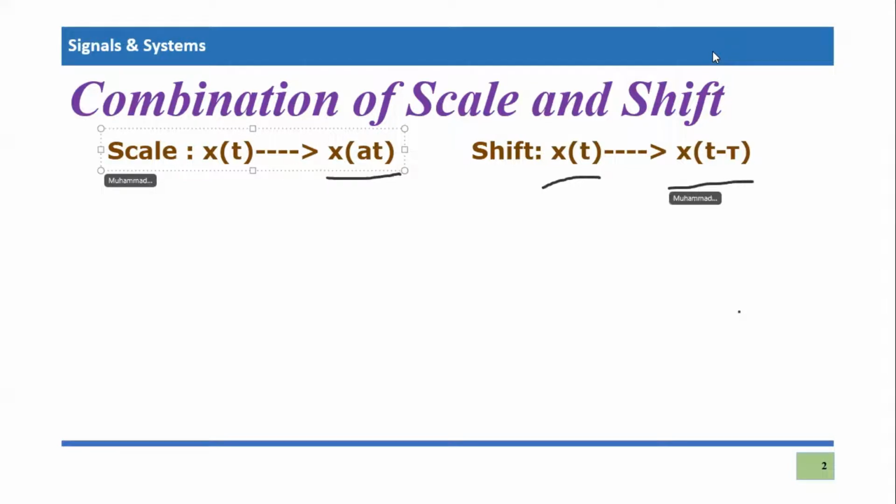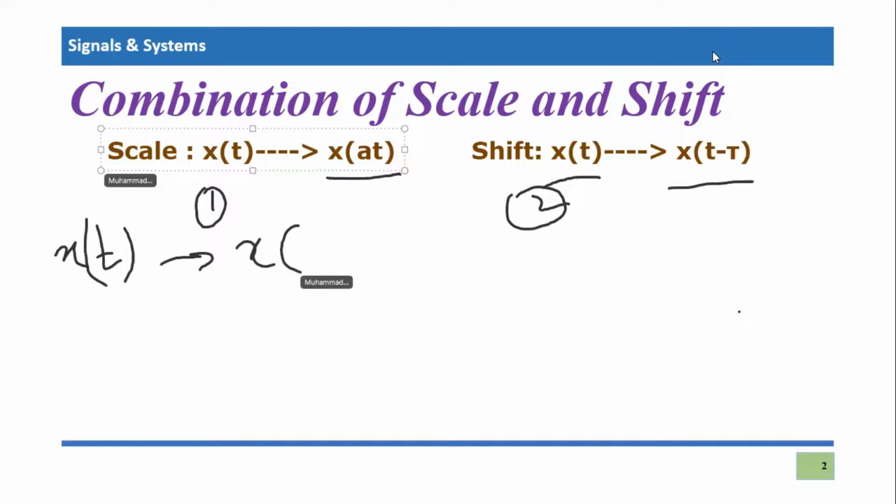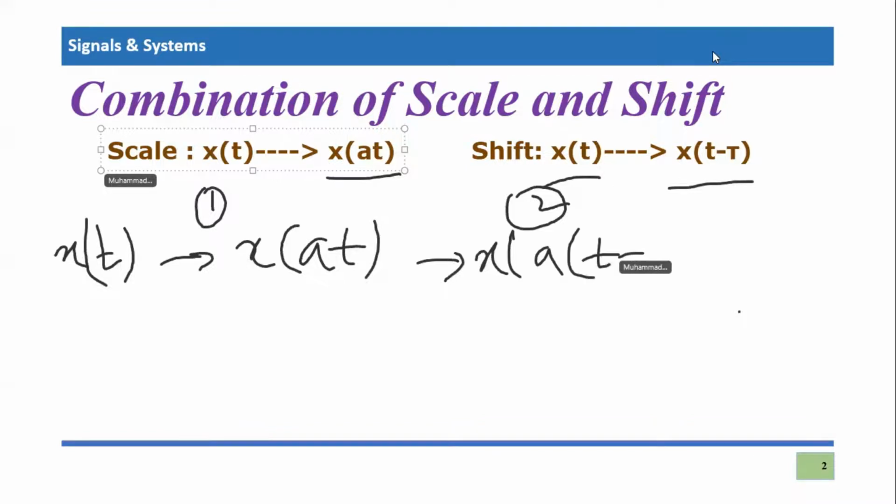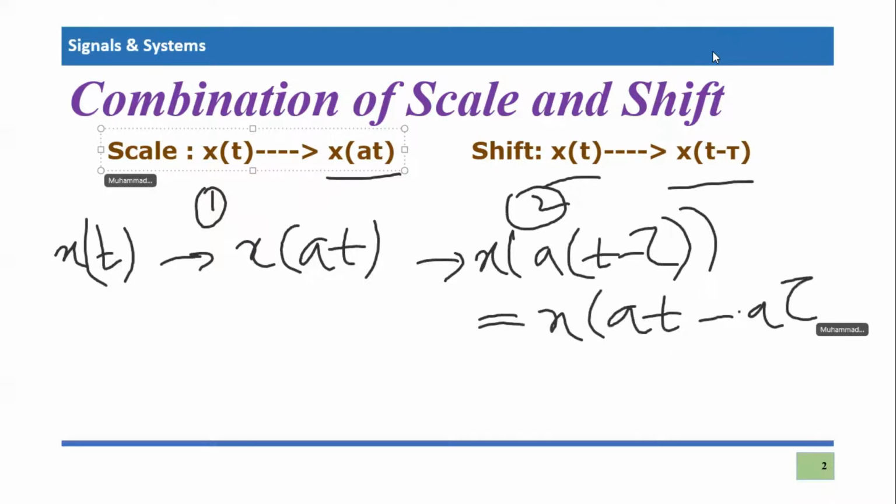So let's say scale is our first operation and time shift is our second operation. What is going to happen? x of t would become, first of all, we scale it. So it will become x of at. And then we apply the second operation. So x of at will be shifted by tau units. That means a will remain the same, and t minus tau would be there. So it will be in general equal to x of a t minus a tau.